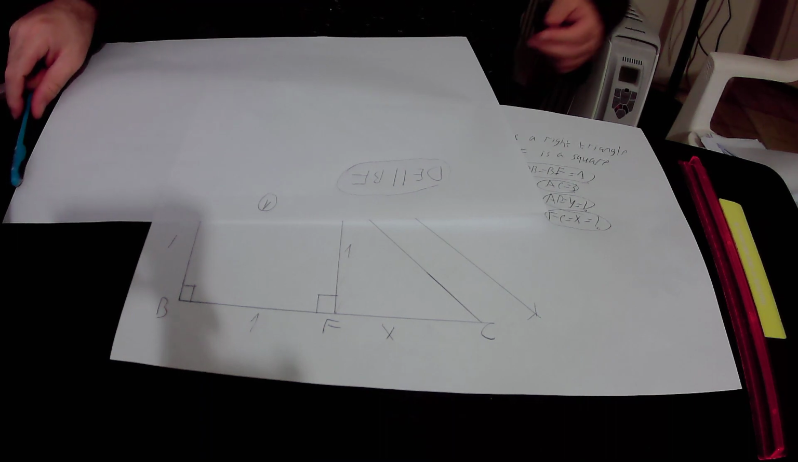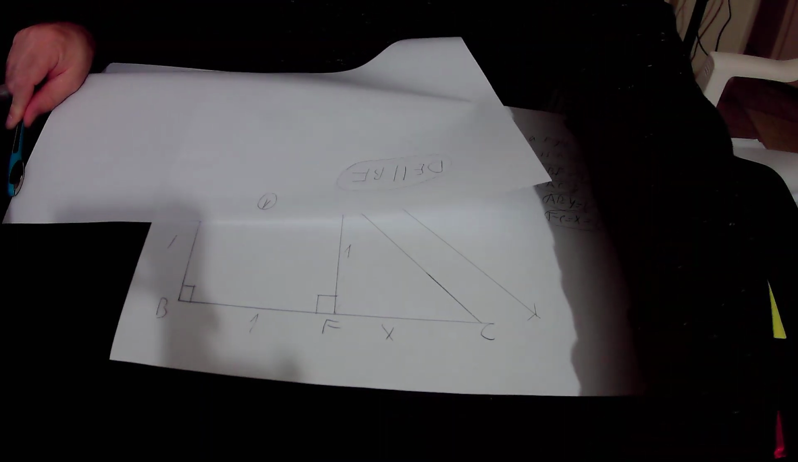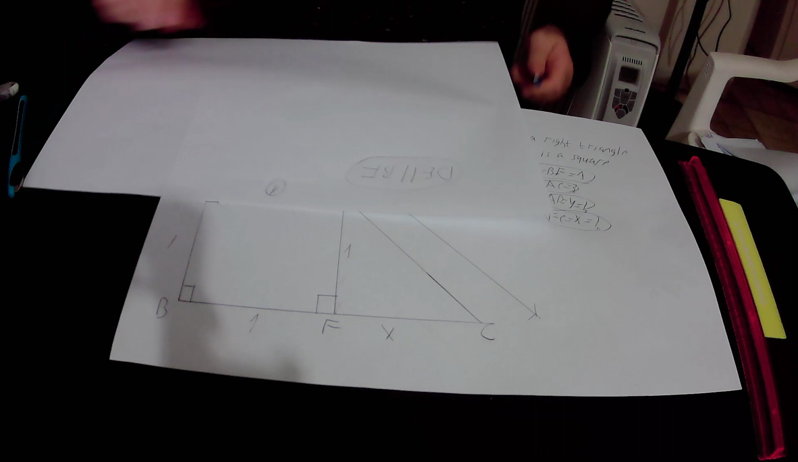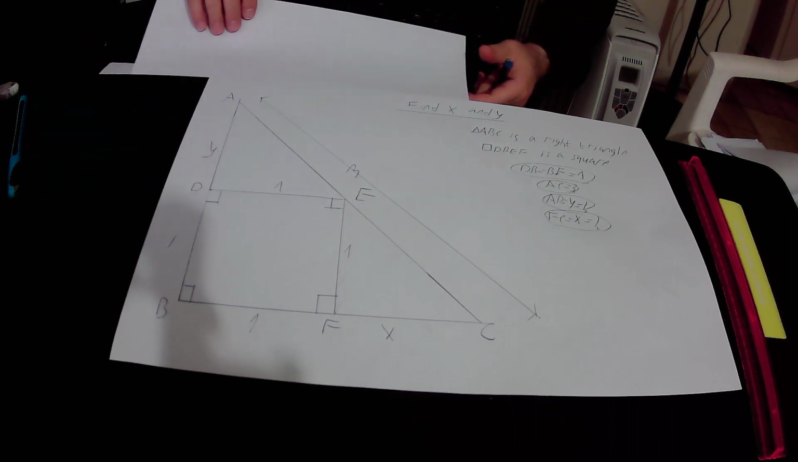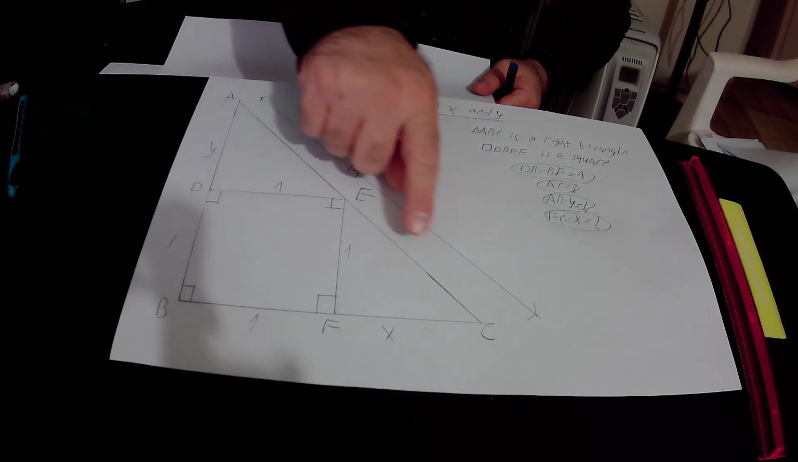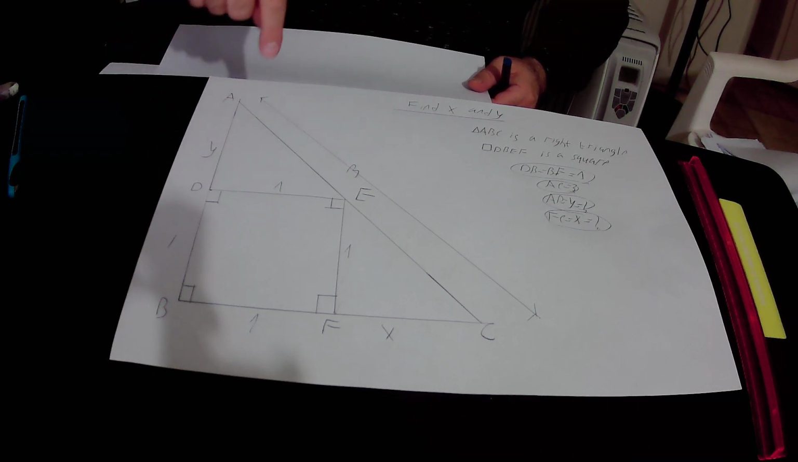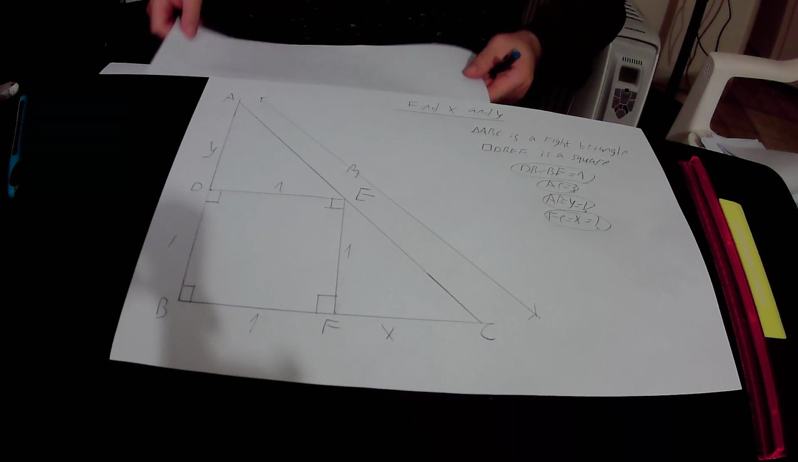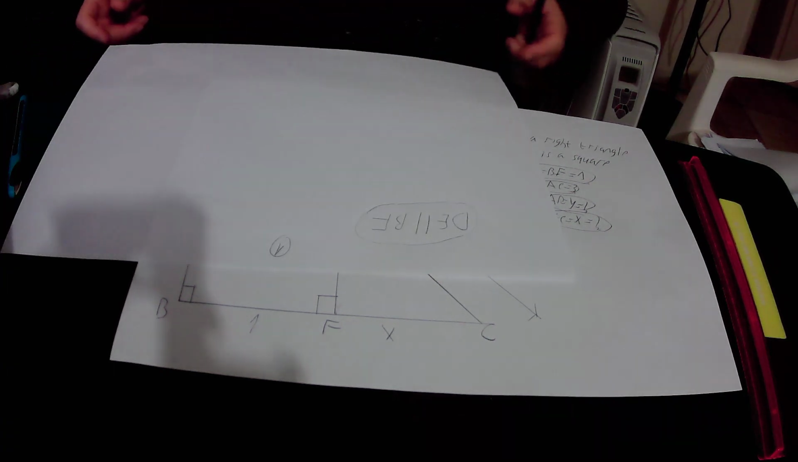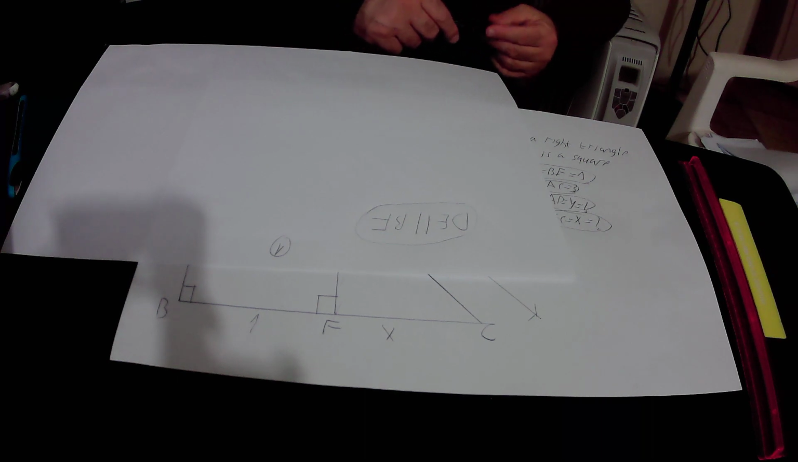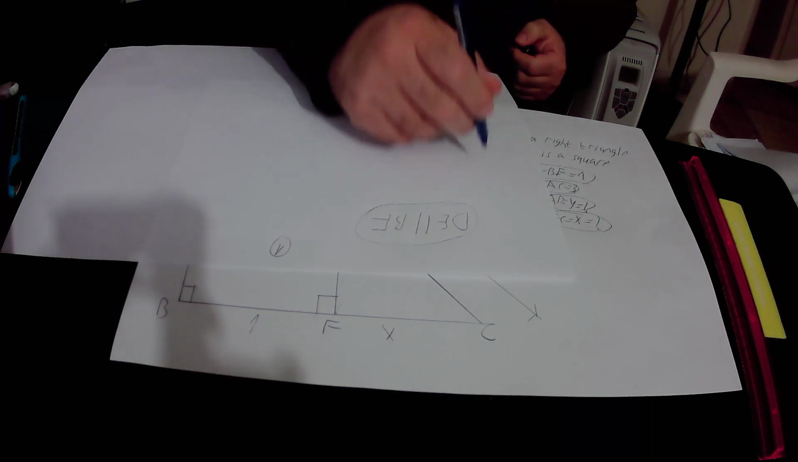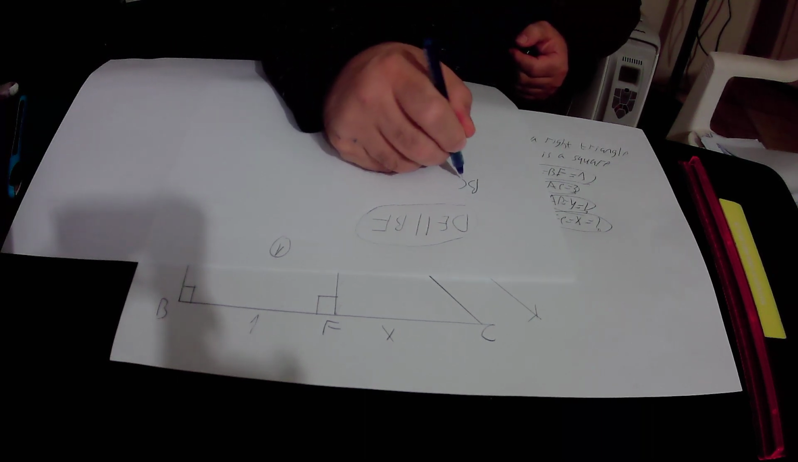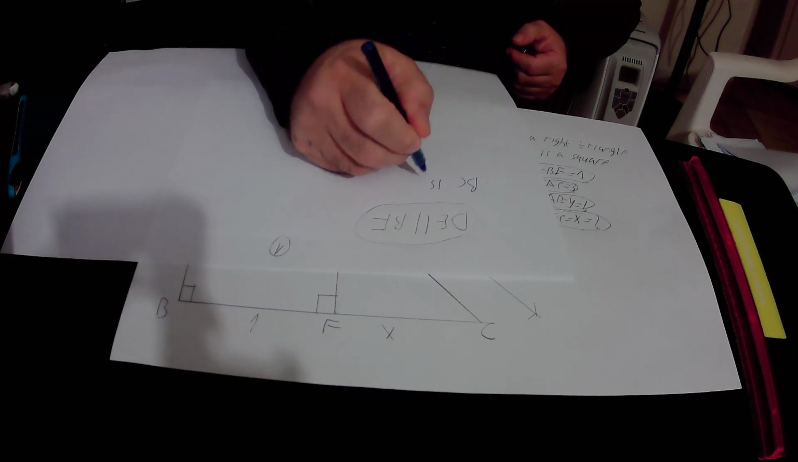BC is one side of the right triangle ABC. Therefore, BC is absolutely a straight line. BC is a side of a triangle, so it must be a straight line. So we write down that BC is a straight line.